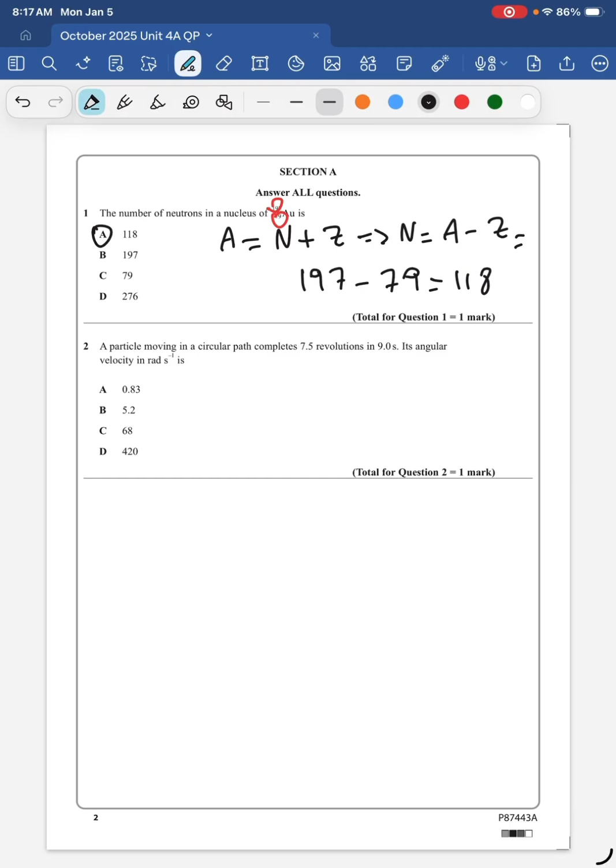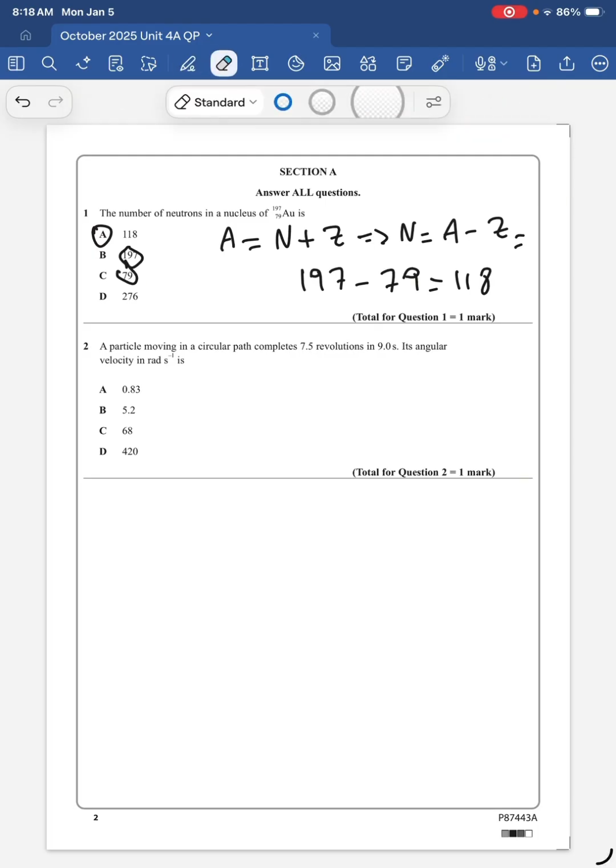By the way, without doing any calculations, you can see this if you look at the answers. I say this in every test that we go through. If you see the answers, 197 is obviously wrong, 79 is obviously wrong, then 276 is too large. So by elimination, you can also arrive at the same correct answer.